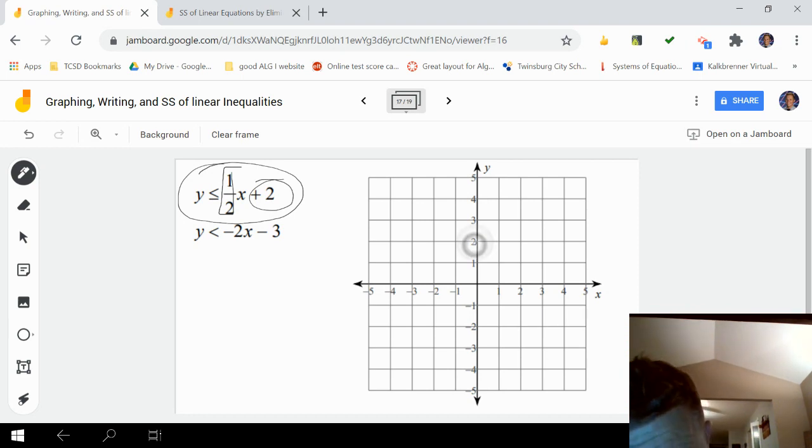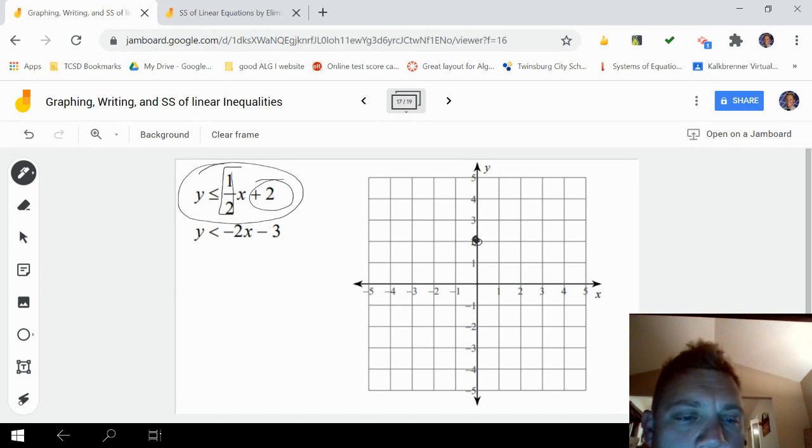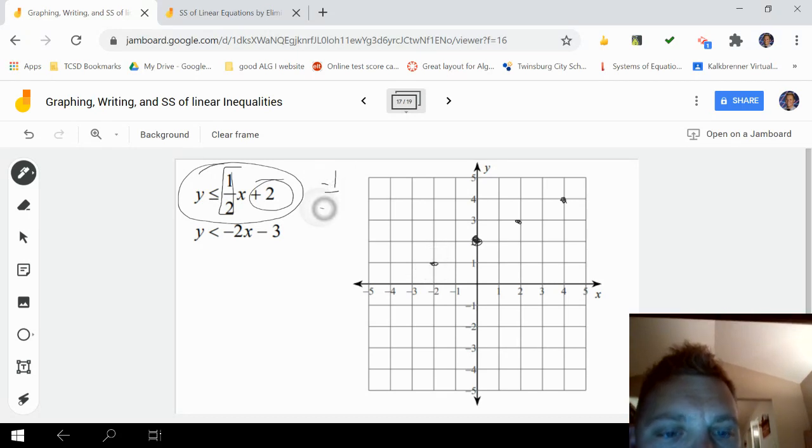I go up to 2. And now my slope, my rate of change says up 1, right 2, up 1, right 2. Can't go from there. So I'm going to go back to my starting point, go down 1 and left 2. Because remember, down 1 and left 2 still gets you a positive 1/2 slope.